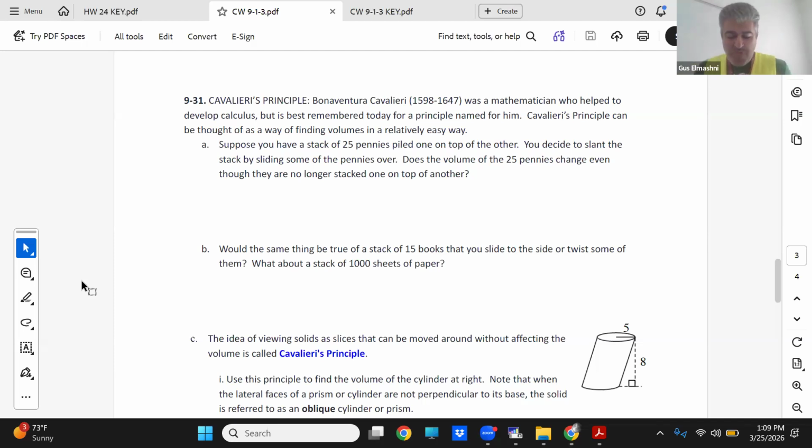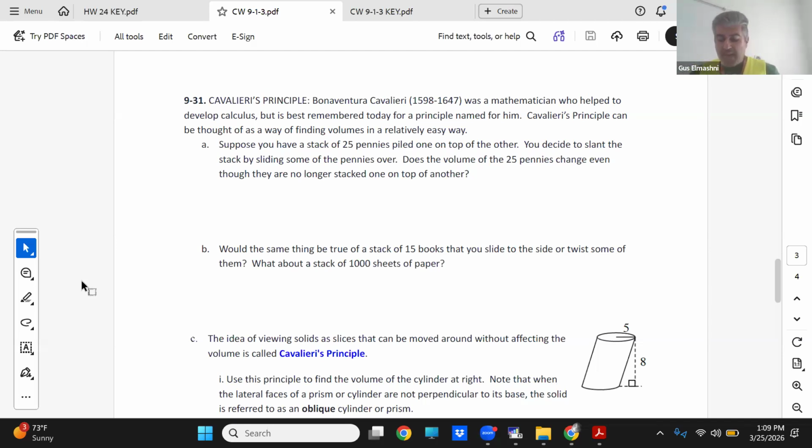Yeah, so anyhow, okay, let's look at Cavalieri's principle here. Let's read through this one here. Cavalieri's principle, Bonaventura Cavalieri sounds like an Italian dude. 1598 to 1647, was a mathematician who helped to develop calculus, but is best remembered today for a principle named for him. Cavalieri's principle can be thought of as a way of finding volumes in a relatively easy way, right?